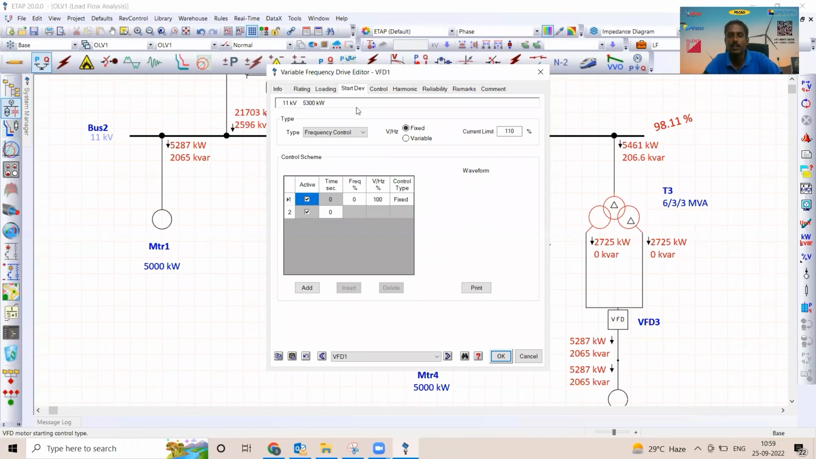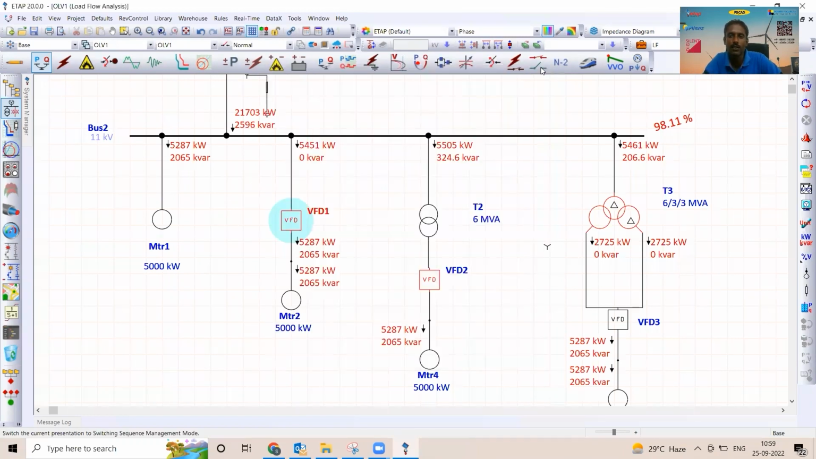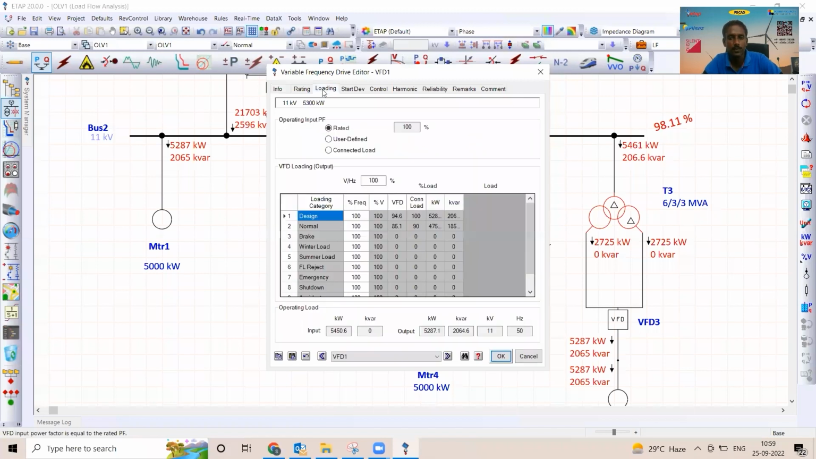Instead of a soft starter, you can go for a variable frequency drive, but it is expensive. So if starting is the only requirement, and after starting the motor runs at a constant speed, go for a soft starter, not for a variable frequency drive. If you're going for a variable frequency drive, you can go for applications like this.